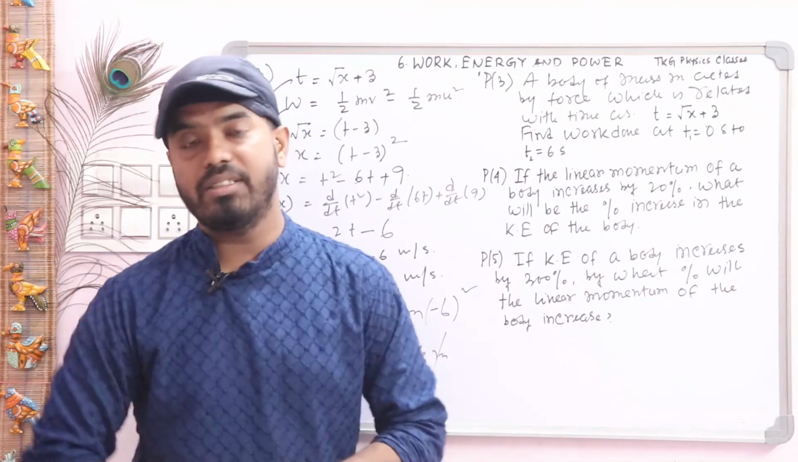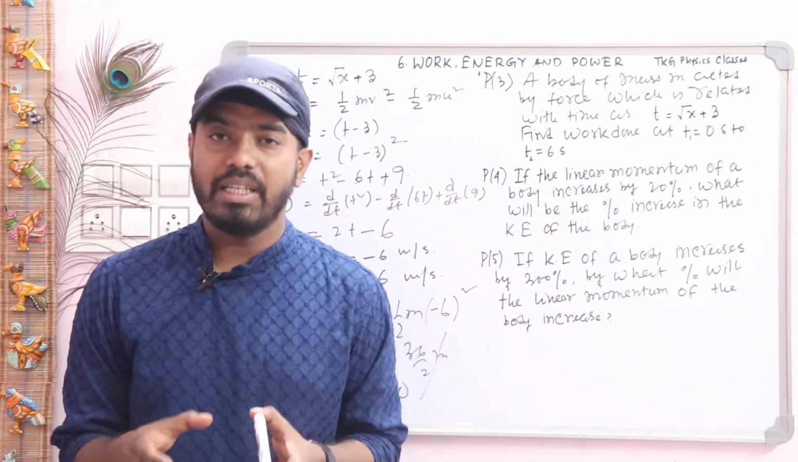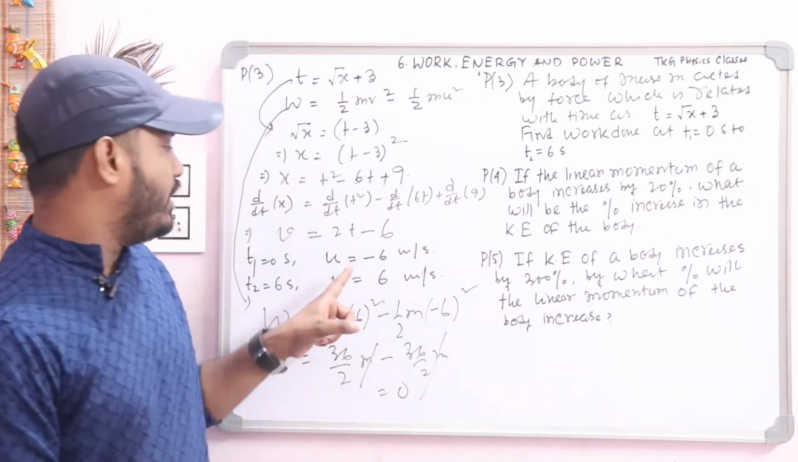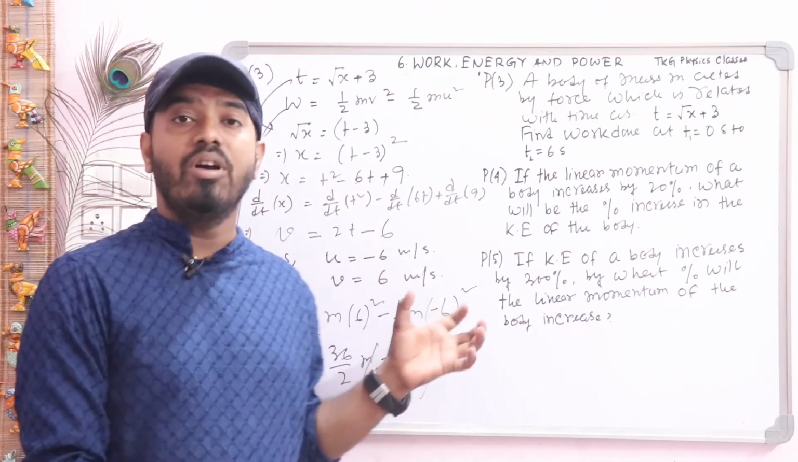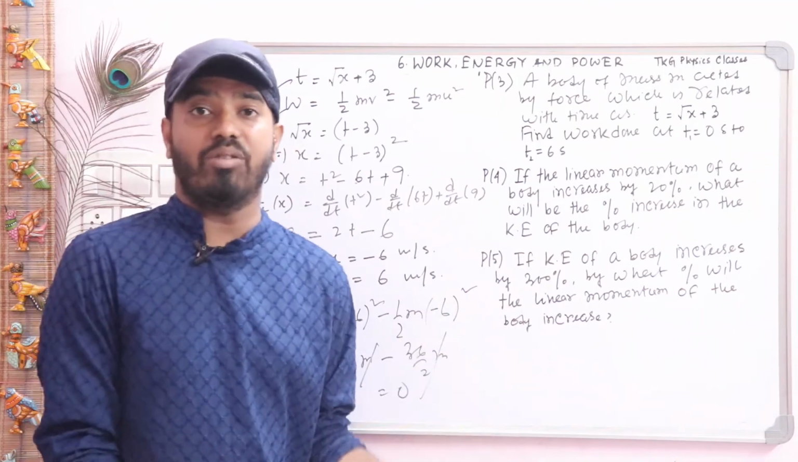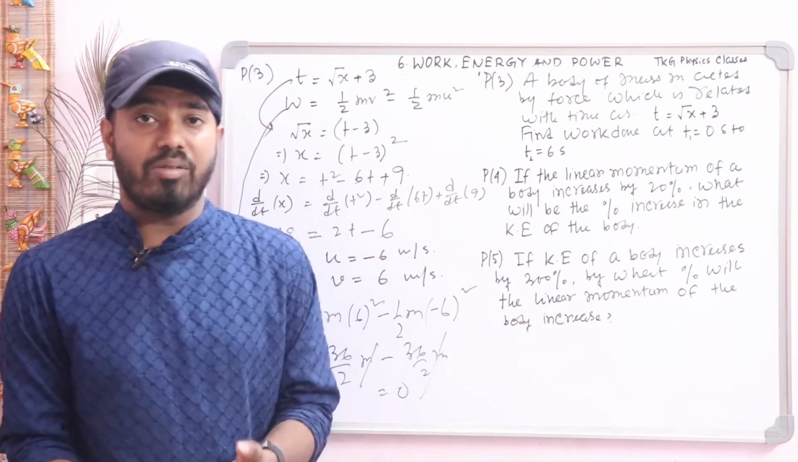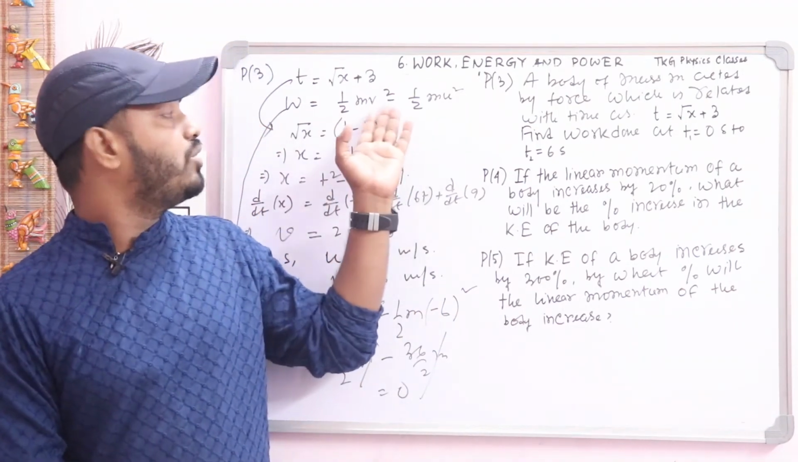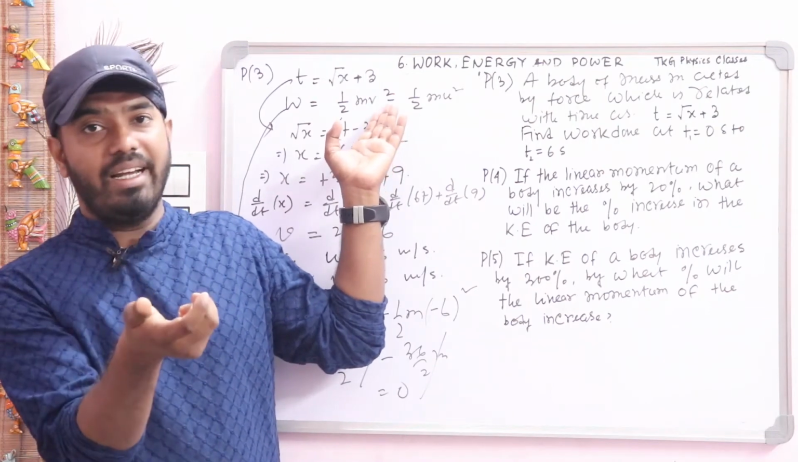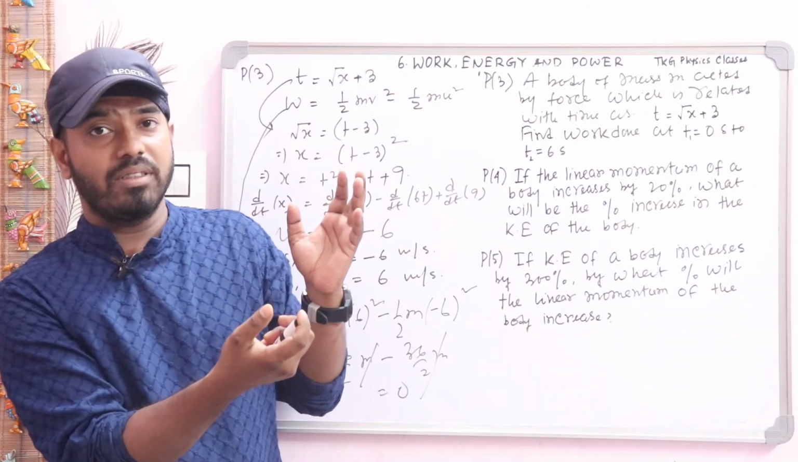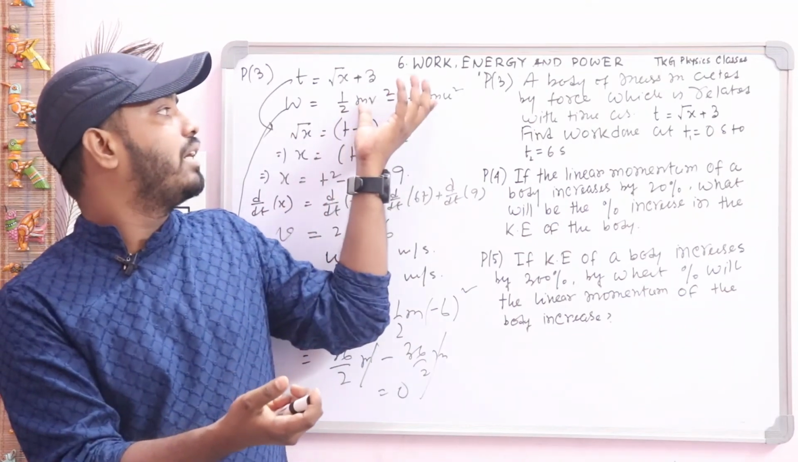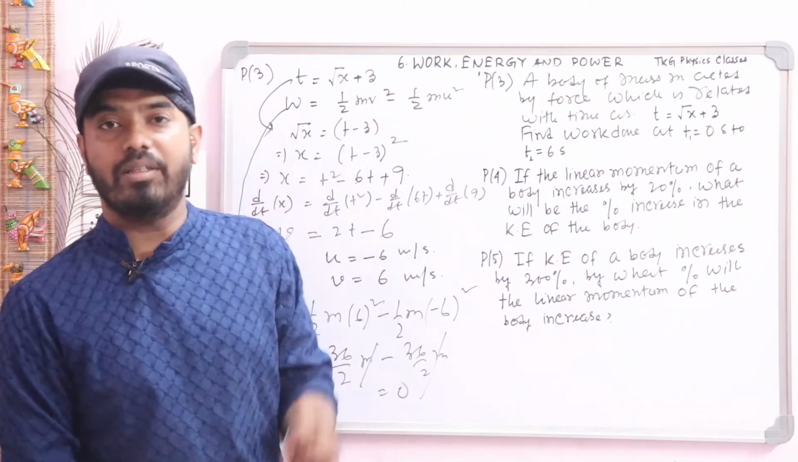Why is the amount of work done 0? Because you see here initial velocity is minus 6 and final velocity is 6. The magnitude of velocity is the same, velocity constant. When velocity is constant, the change in kinetic energy will be 0. When change in kinetic energy is 0, that is equal to the work done by all the forces. So that's why the work done answer is W equal to 0.